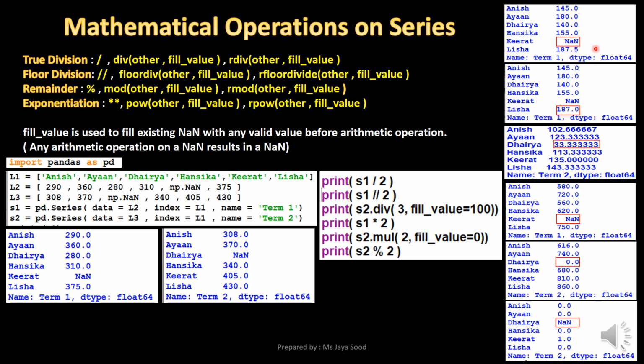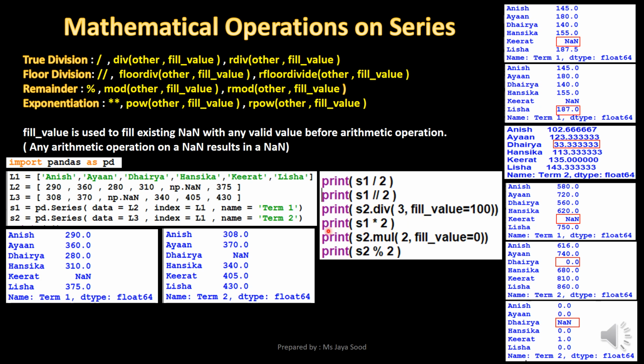So you can see that the value for Lisha, which was 187.5 for true division, is 187.0 for the integer division. The next statement, print S2.div(3, fill_value=100). We'll first replace all the NaN in the series S2 with 100 and then divide each element by 3 to give the results in decimals. The value for Dhairya, which was a NaN, will be replaced by 100 and the result will be 100 divided by 3, that is 33.33.